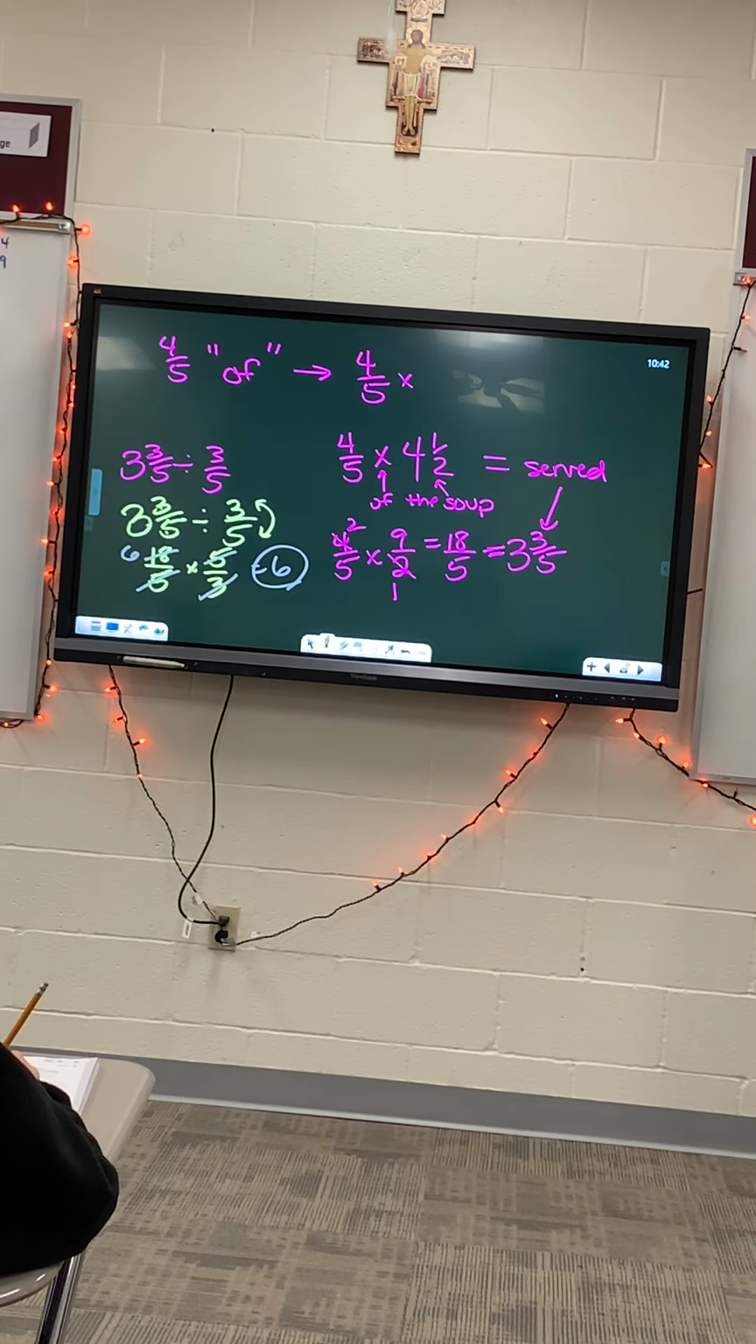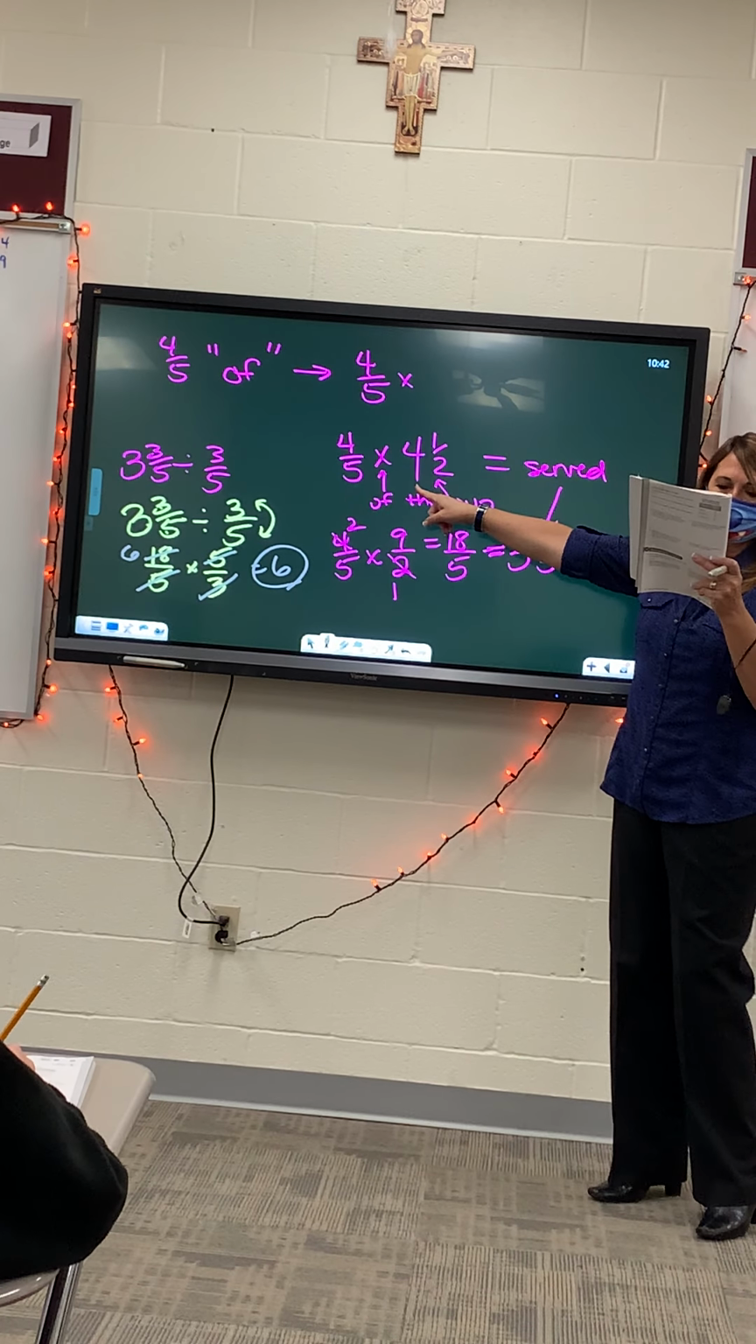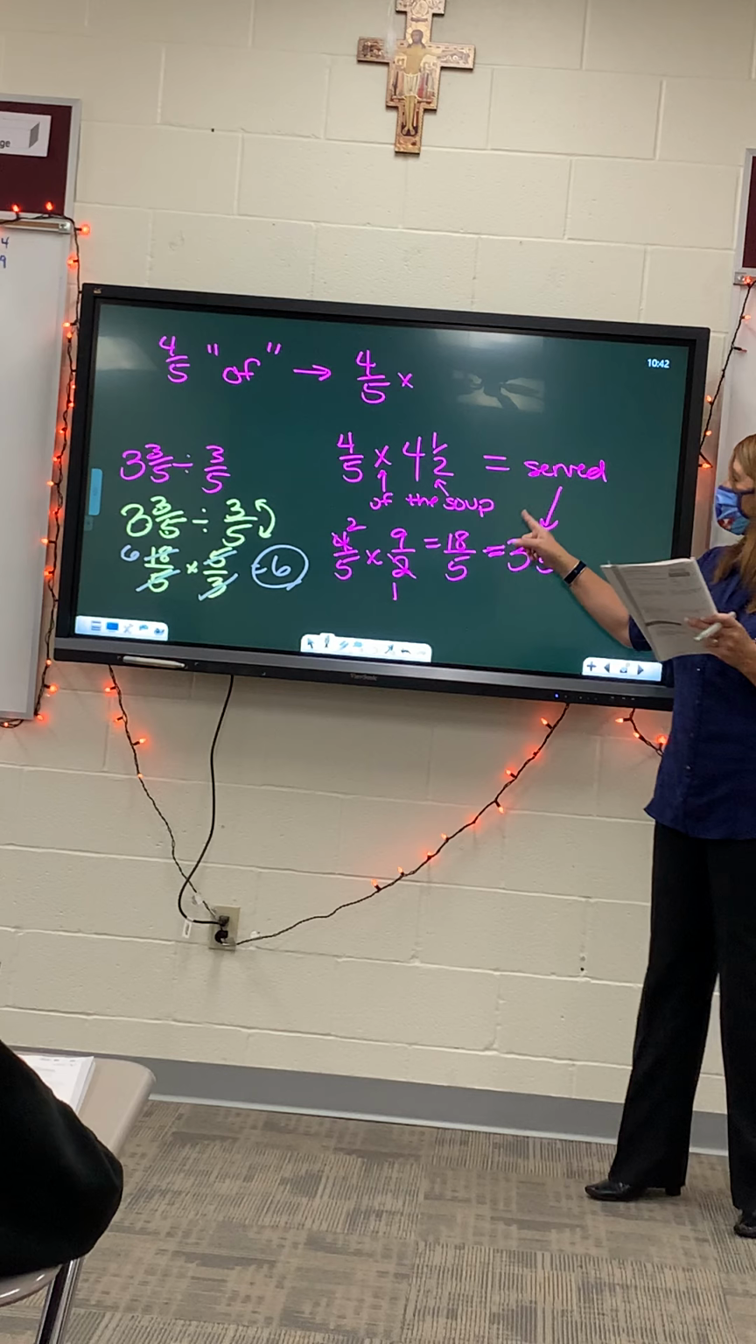So let's talk about the whole problem here for a second. So you're cooking soup, there's 4.5 quarts total in that soup. 4/5 of it gets served.